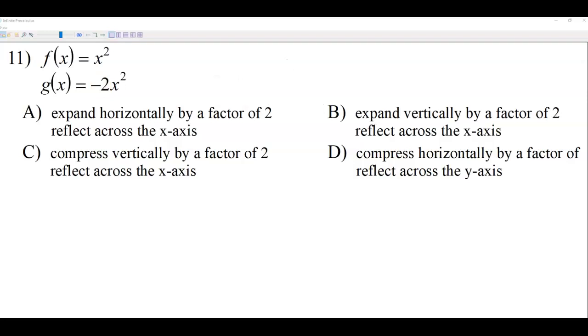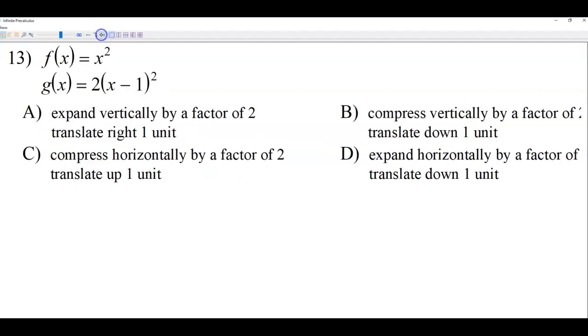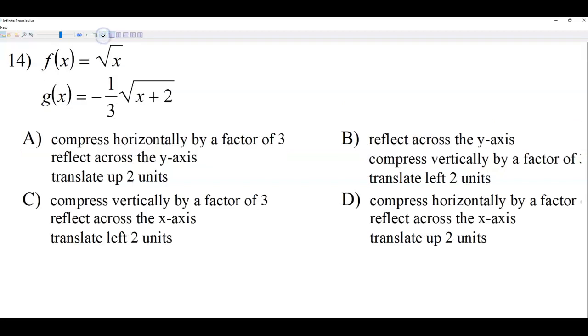And I accidentally did number 11 instead of 12, so you guys can do the same if you want to, I don't mind. But I'll go ahead and skip ahead here to number 13. I'm going to do 14. All right. On this one, that negative is a transformation. That 1/3 is a transformation. And this +2 is a transformation.